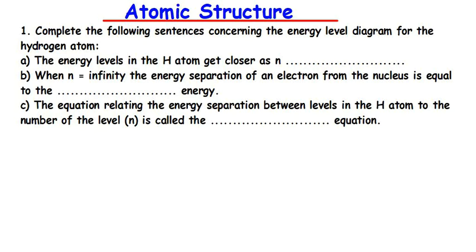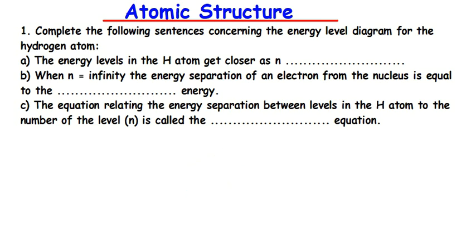Alright, so we'll just do some quick questions on atomic structure, just to test your understanding so far and what you know about it. The question says: complete the following sentences concerning the energy level diagram for the hydrogen atom. We know what hydrogen is on the periodic table. We're working with a single energy level, with one electron, and a nucleus with just a single proton.